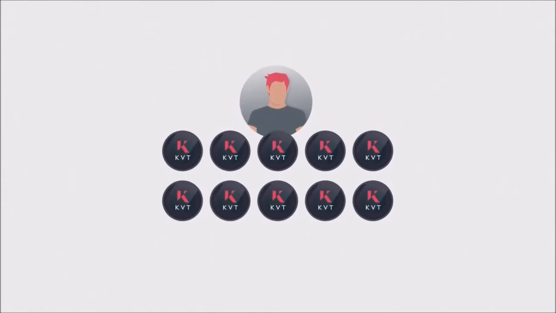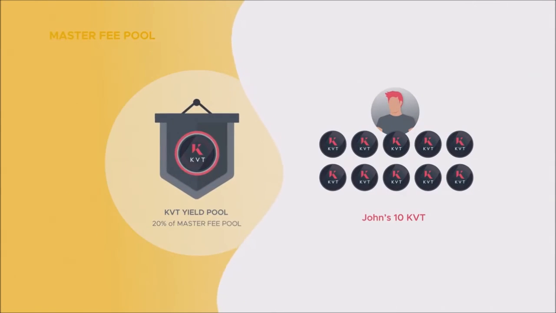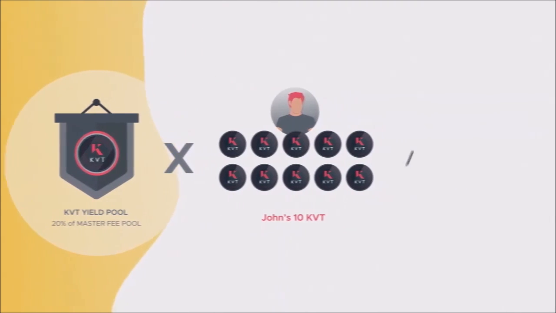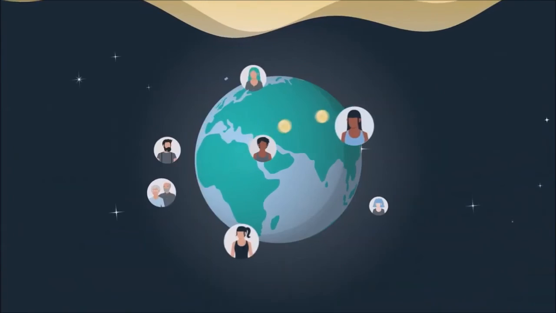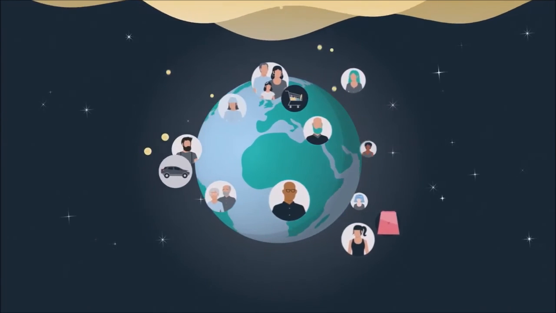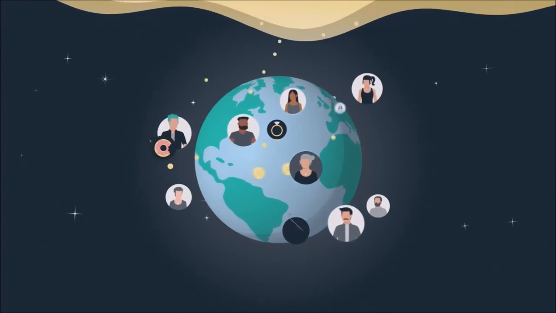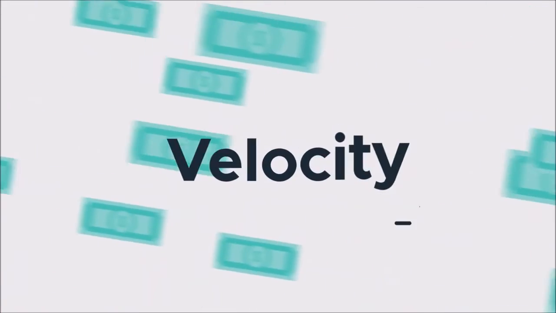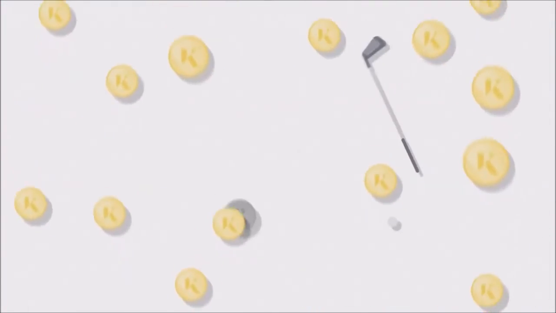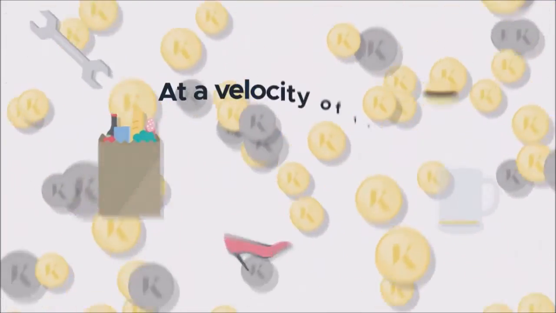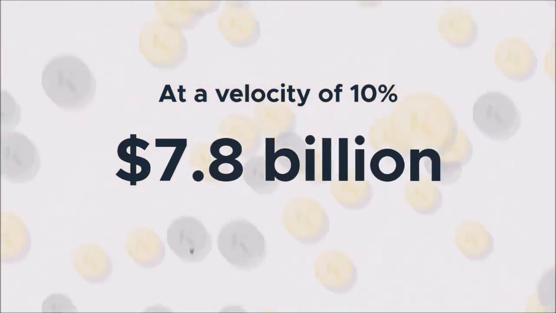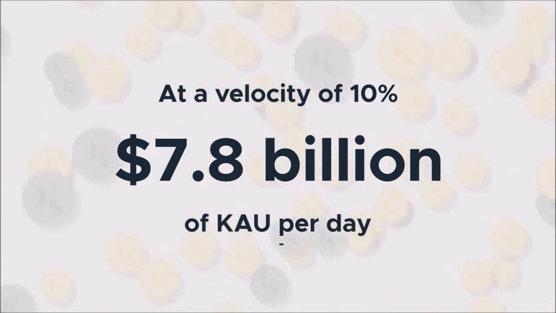If John owns 10 KVTs, he'll receive 20% of the total transaction fee pool, multiplied by the amount of KVTs he holds, divided by the 300,000 tokens that exist. At 1% infiltration, Kinesis would have a market cap of $78 billion of KAU. Now let's talk about velocity. Velocity is the rate at which money changes hands. Velocity in Kinesis is a measure of how much the market cap is being transacted per day. A velocity of 10% in our example would mean that $7.8 billion of KAU was being transacted per day.